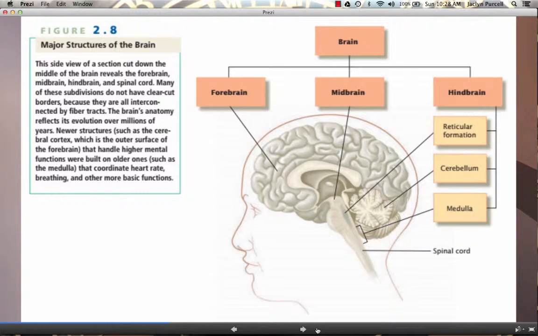The medulla controls vital life functions like blood pressure, heart rate, and breathing. The reticular formation is a web of neurons involved in arousal and attention. The cerebellum coordinates fine motor movements, stores a memory code for well-rehearsed behaviors, and participates in cognitive tasks such as reading.